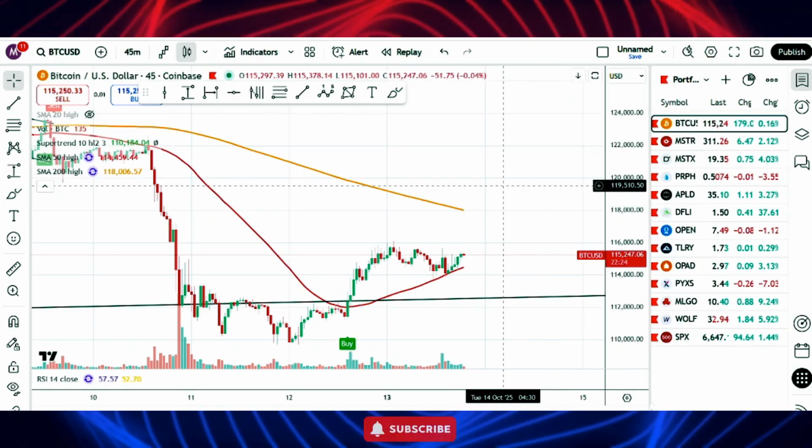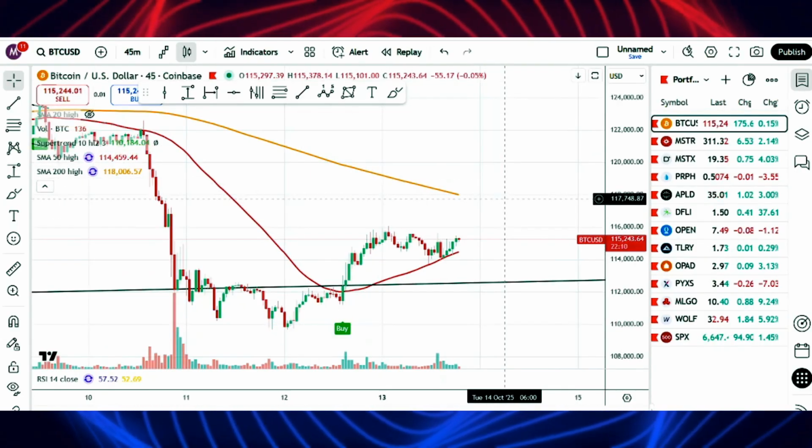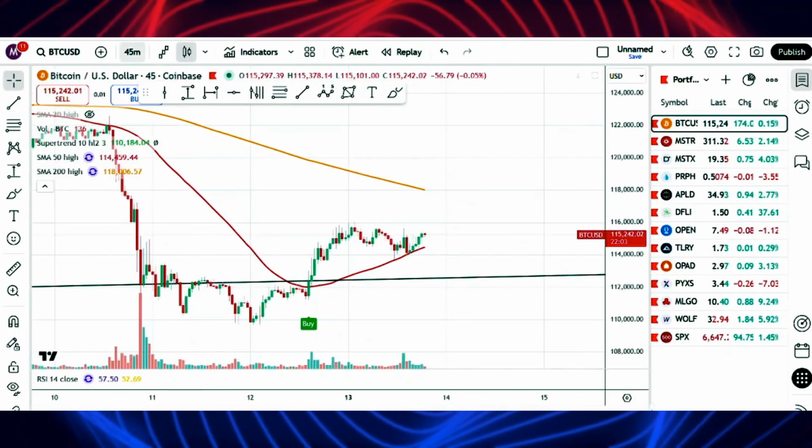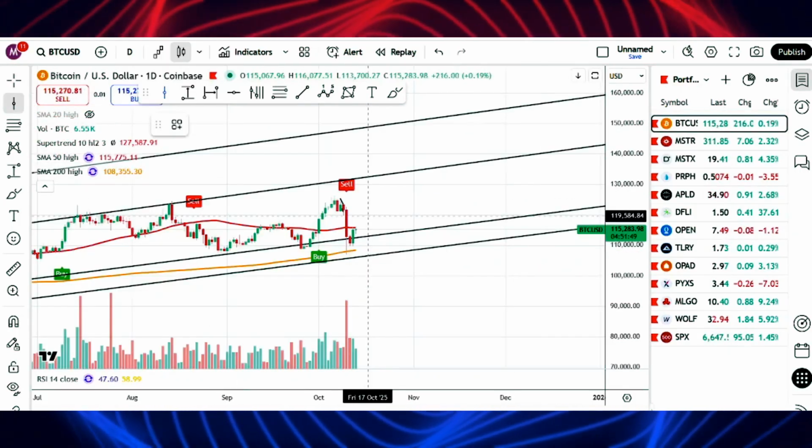This is the Bitcoin chart on a 45-minute scale. The first thing we have to determine is what price we think Bitcoin will end at by the end of this week. So let's go back to the daily chart. On the daily chart, we draw a line right here, Friday, October 17th.